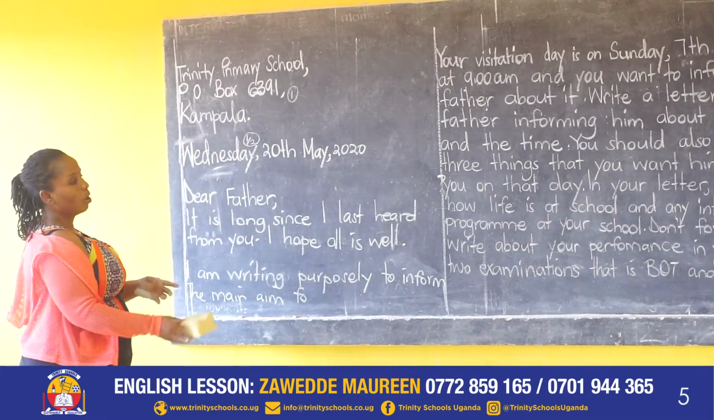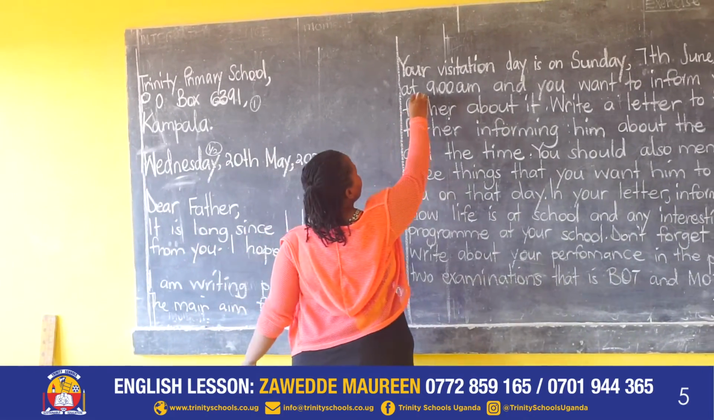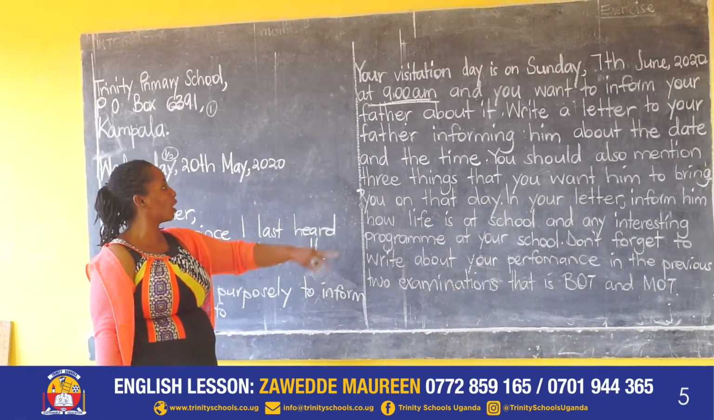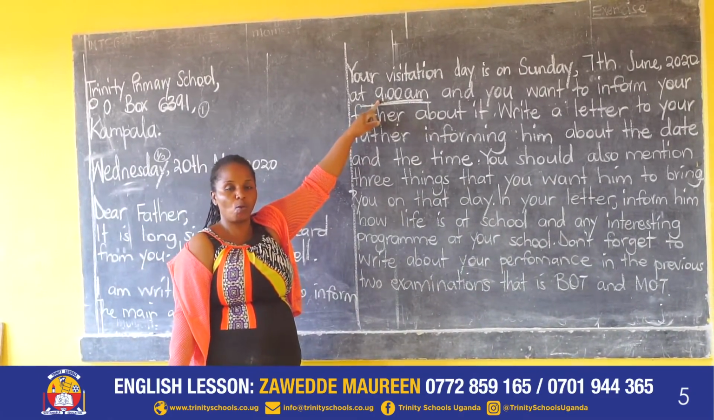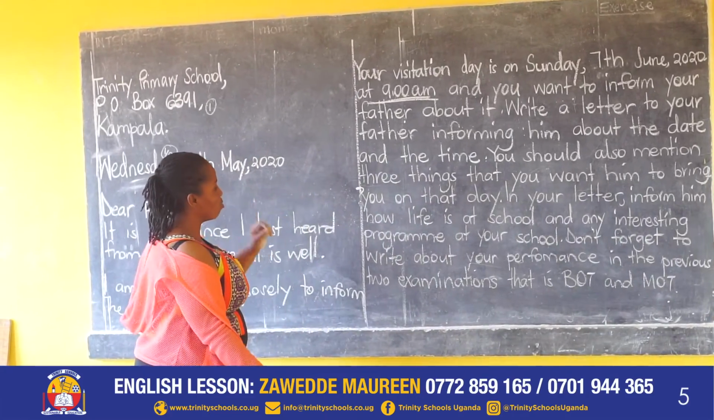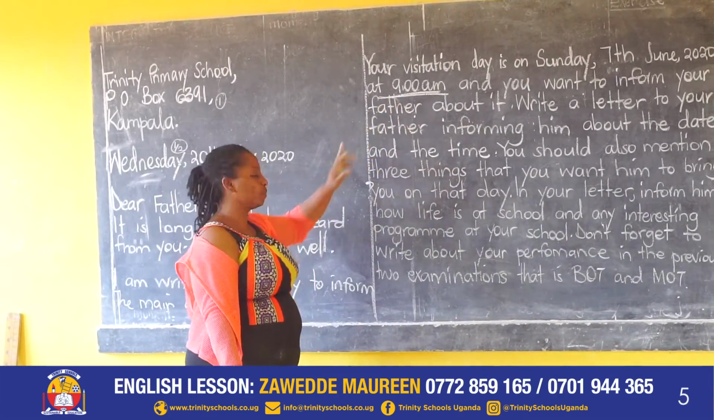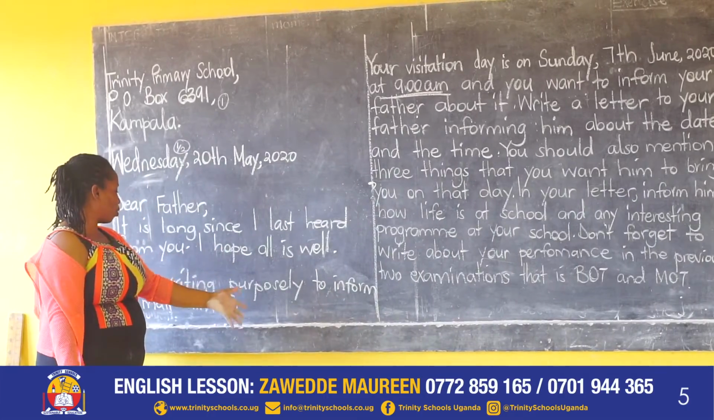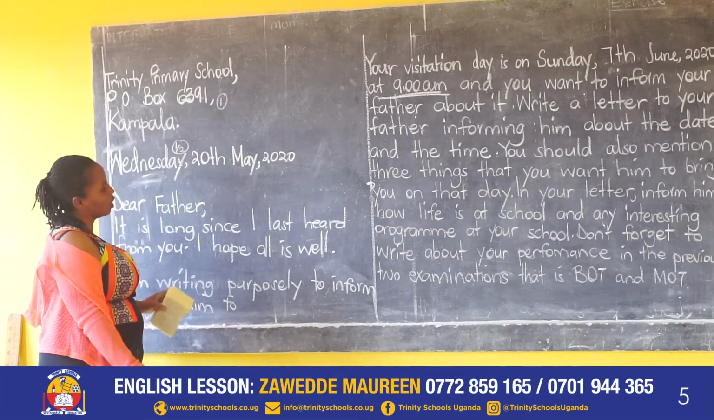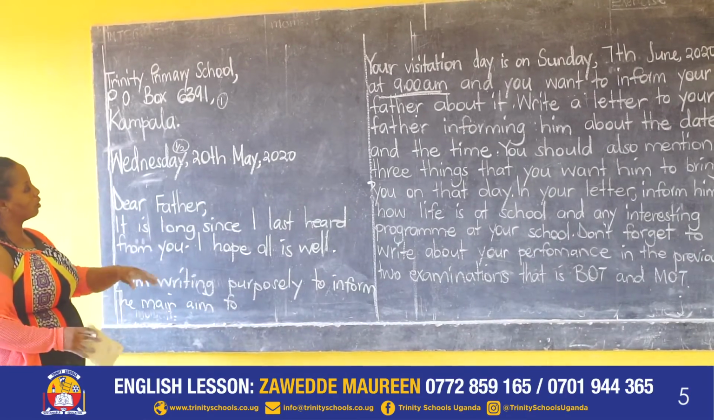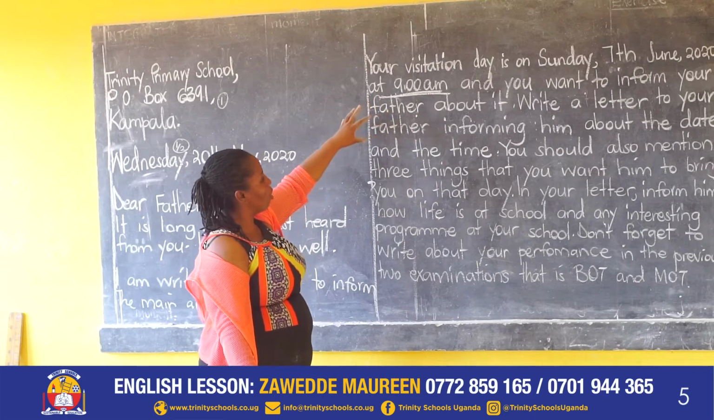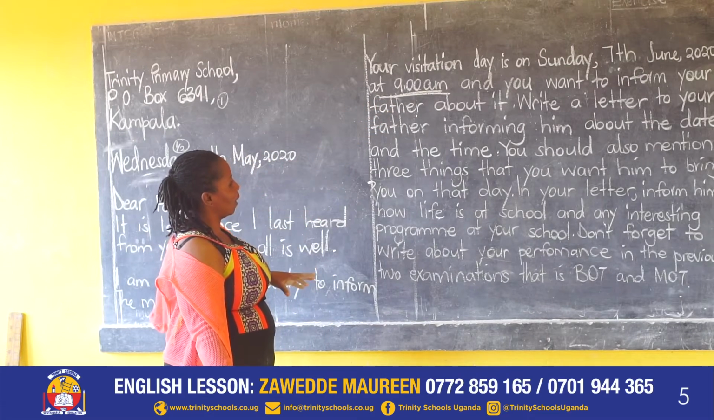But we don't encourage this. For me, I'm allowed to write it in the question, but in your answer, you have to write time in words. At nine o'clock in the morning, don't write this. The main aim for writing, the main purpose, or I'm writing purpose, you choose. Then you inform him all the things that you want to inform him about the date and the time.